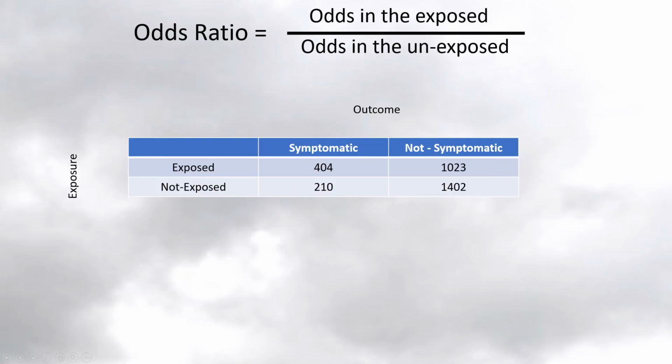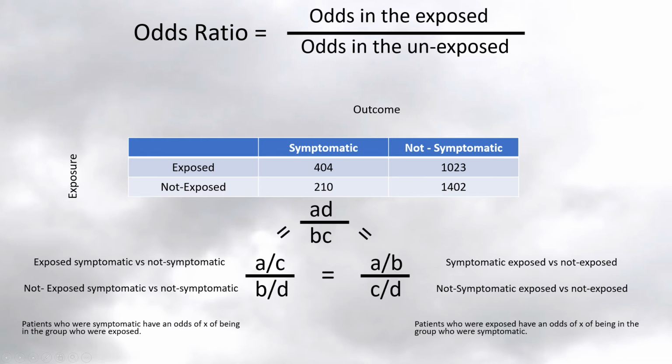So now we've got exposure versus the outcome. Exposed and non-exposed versus symptomatic and non-symptomatic. Okay? In this case, we can use these A, B, C's, and D's. And there are lots of ways to do this. Now, the first one is patients who are symptomatic have an odds of X of being in the group who are exposed. That is this, divided by this, divided by this, divided by this.